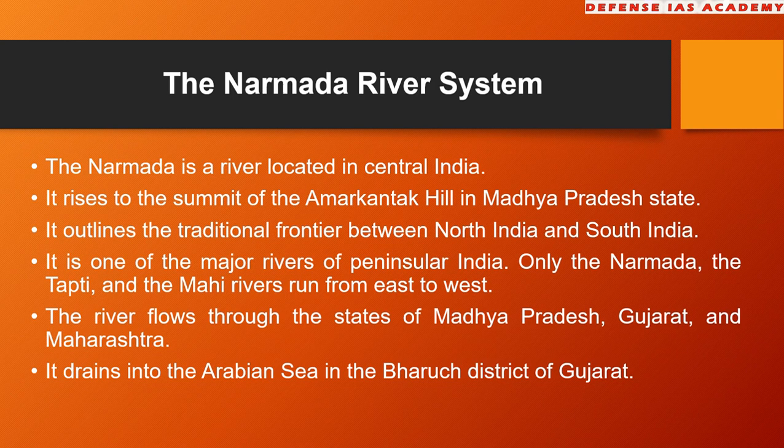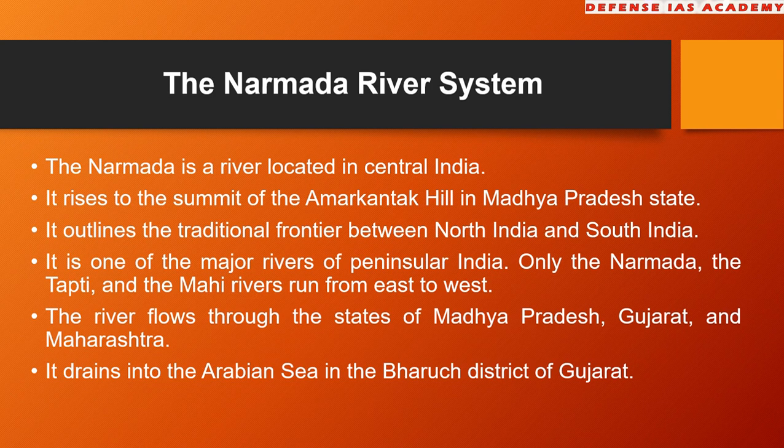It rises to the summit of the Amarkantak hill in Madhya Pradesh state. It outlines the traditional frontier between North India and South India. It is one of the major rivers of peninsular India. Only the Narmada, the Tapti and the Mahi rivers run from east to west. The river flows through the states of Madhya Pradesh, Gujarat, and Maharashtra.